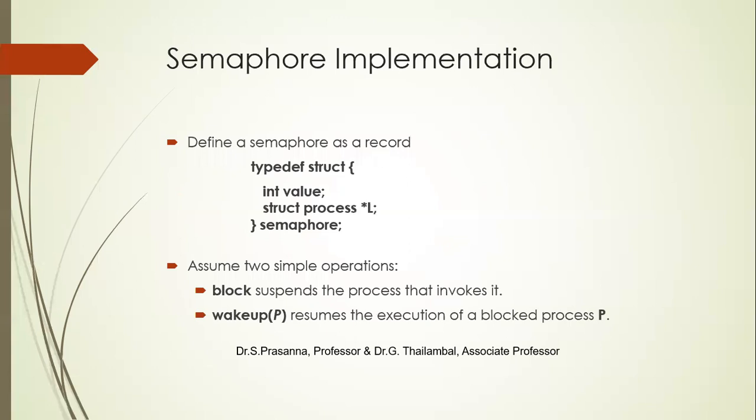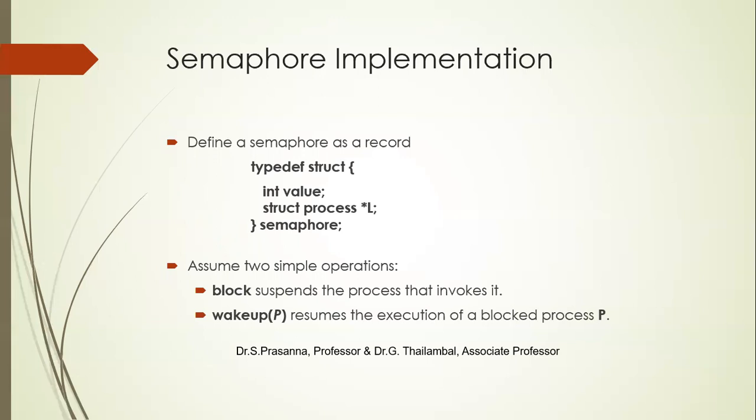Semaphore implementation. You have a value and a process pointer list. The star is a pointer, meaning there can be a number of processes, and the pointer accesses the process from memory directly. The value of the semaphore is stored in the variable value. There are two simple operations, block and wakeup. Block suspends the process that invokes it, and wakeup(P) resumes the execution of a blocked process.